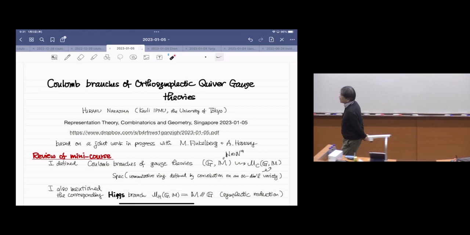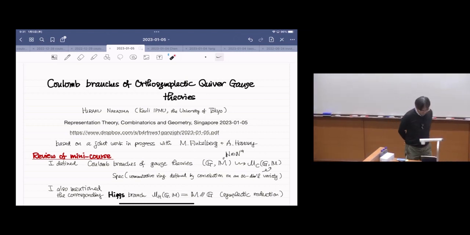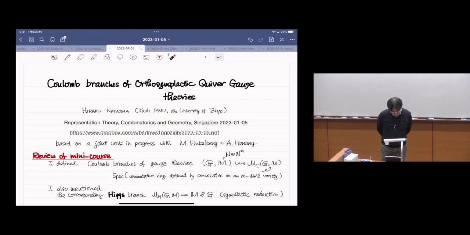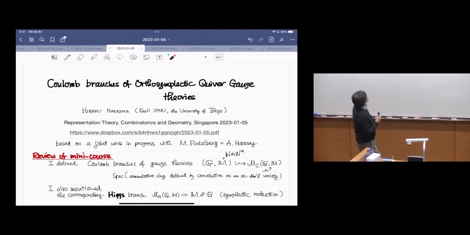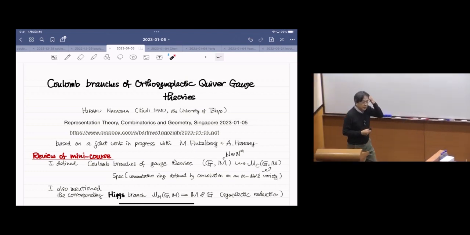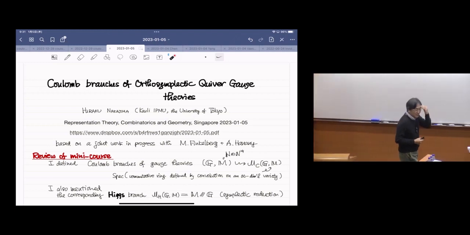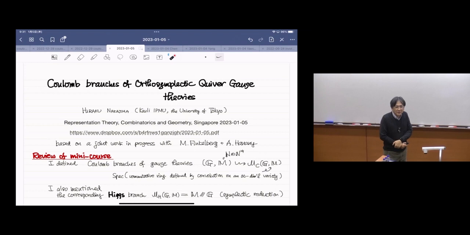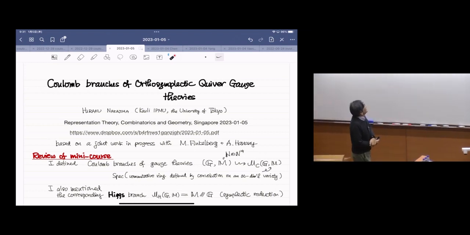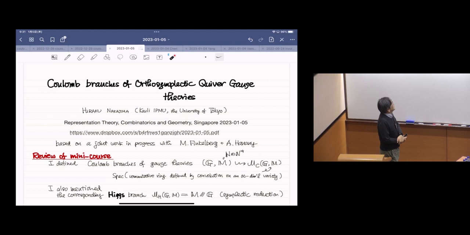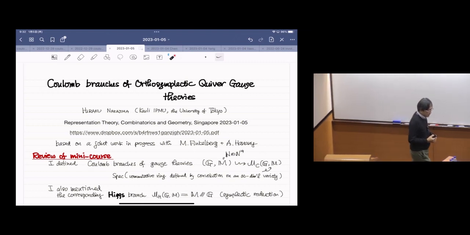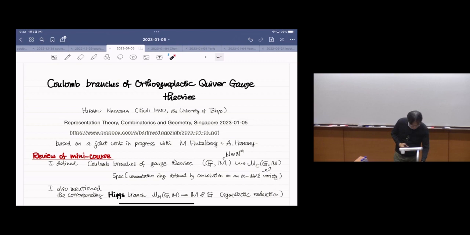So I will talk about the Coulomb branches, and this talk is about examples of Coulomb branches. I gave a mini course last week about the Coulomb branches, and I will give a quick reminder of that. Anyways, I will not use the detail of the lectures last week, so you don't need to know the precise definitions and what are their properties. I only briefly remind you the most basic one afterwards.